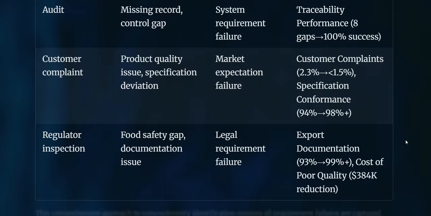The last source of nonconformity is regulatory inspection. Examples of such nonconformity include food safety gaps and documentation issues. It counts as a nonconformity because it's a legal requirement failure, and the objectives that will be impacted include export documentation, where we want to improve accuracy to 99%, and cost of poor quality reduction.